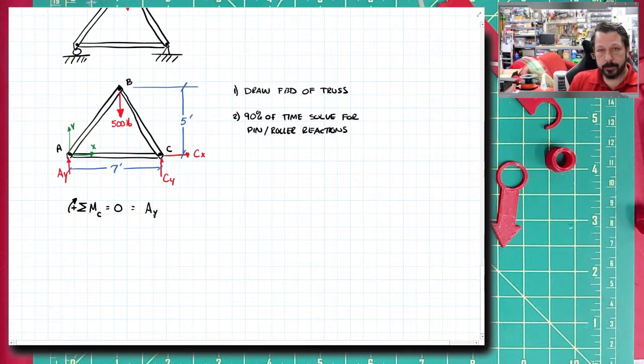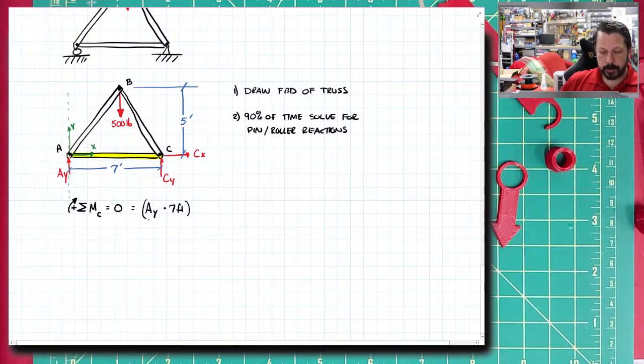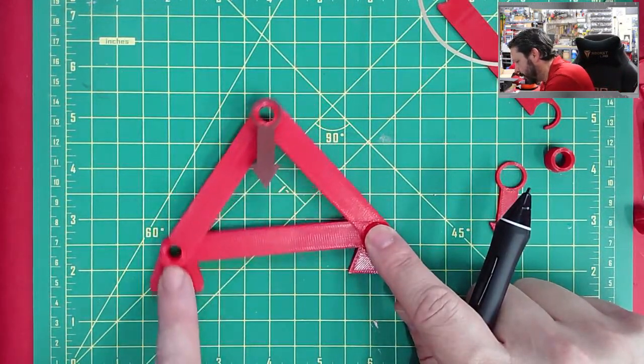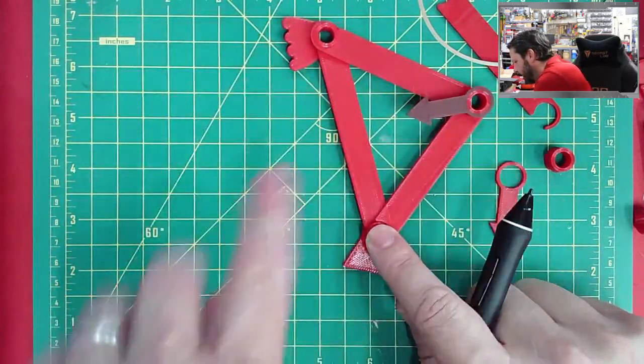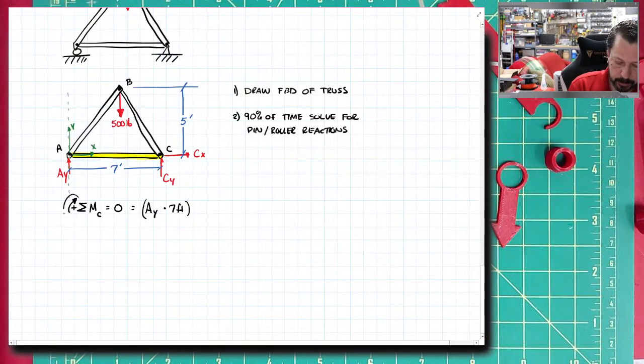It is a vertical force, so I need the horizontal distance between AY's line of action here and point C here, which is just 7 feet. That force is going to create a clockwise moment. So if this force was allowed to control the rotation, I'm pushing up, it's going to make the whole body rotate clockwise about point C. So I give it a plus because I said clockwise is positive.